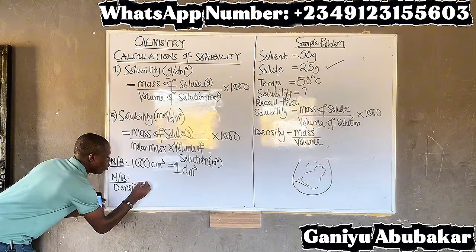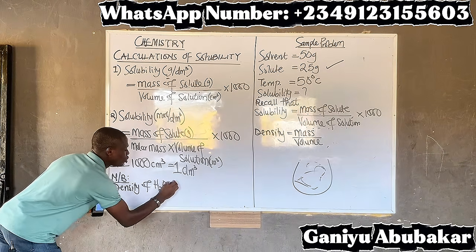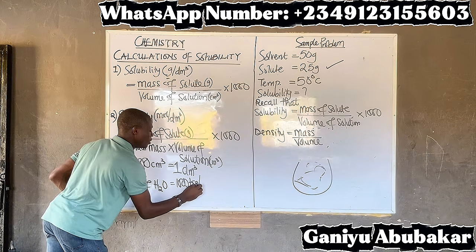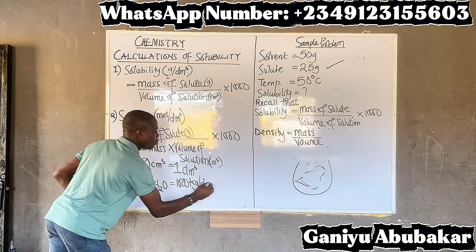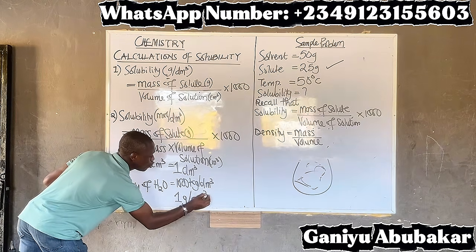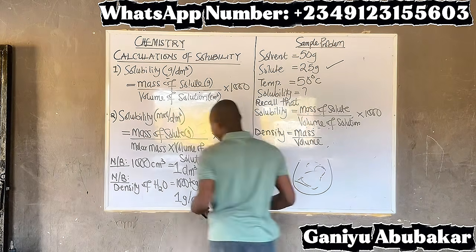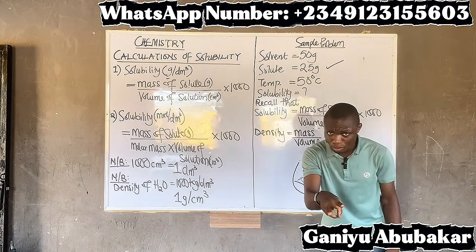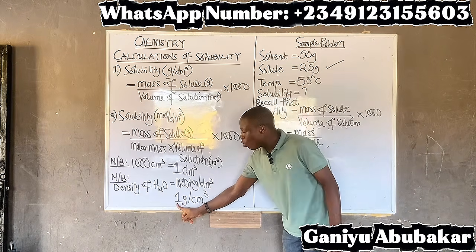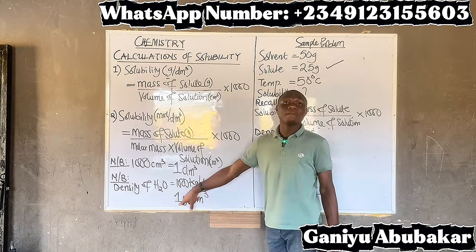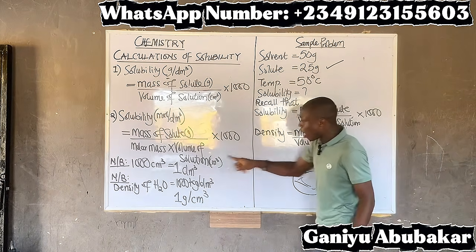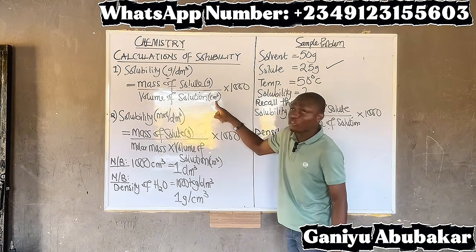Density of water is equal to 1000 kilogram per dm cube or 1 gram per cm cube. So density of water has two constant values. The first one is 1000 kilogram per dm cube, or you use 1 gram per cm cube. In this case, I use 1 gram because I'm saying my stuff in gram, and my volume is always in cm cube, no problem.